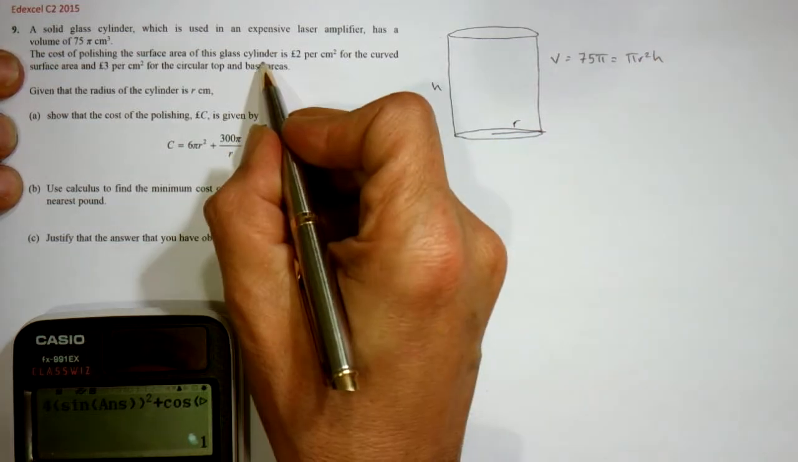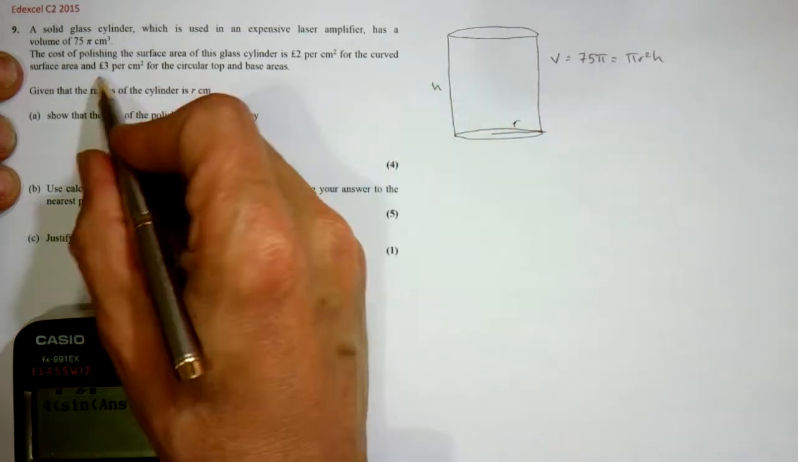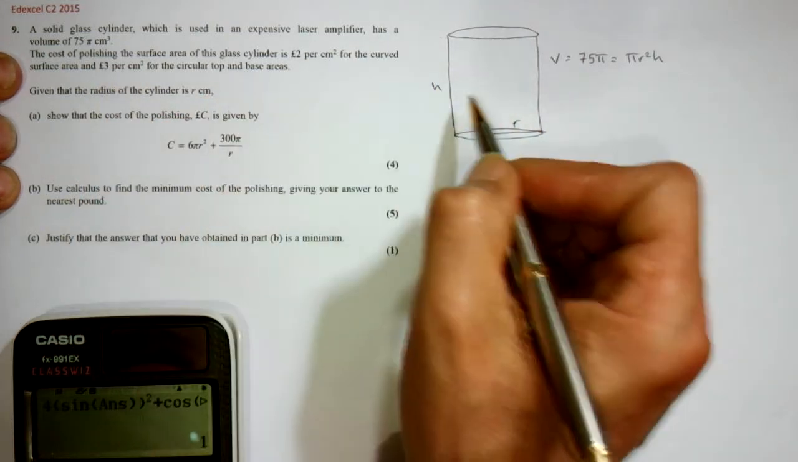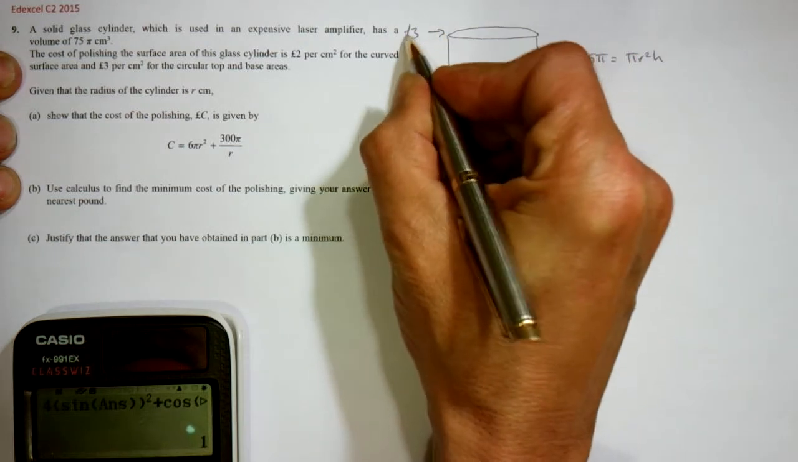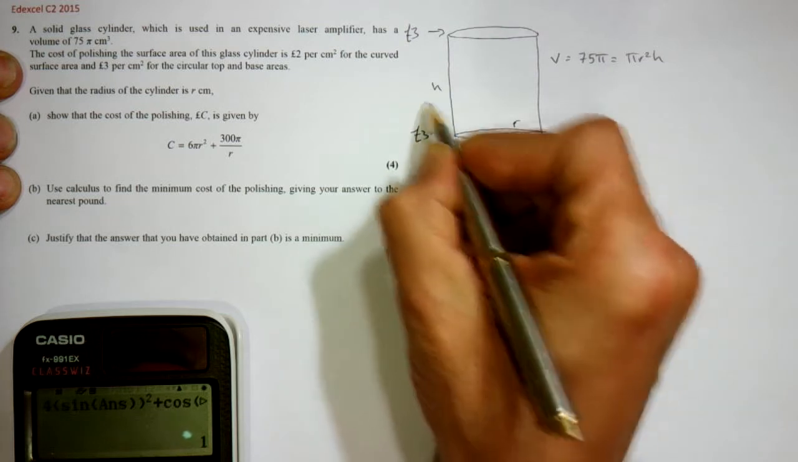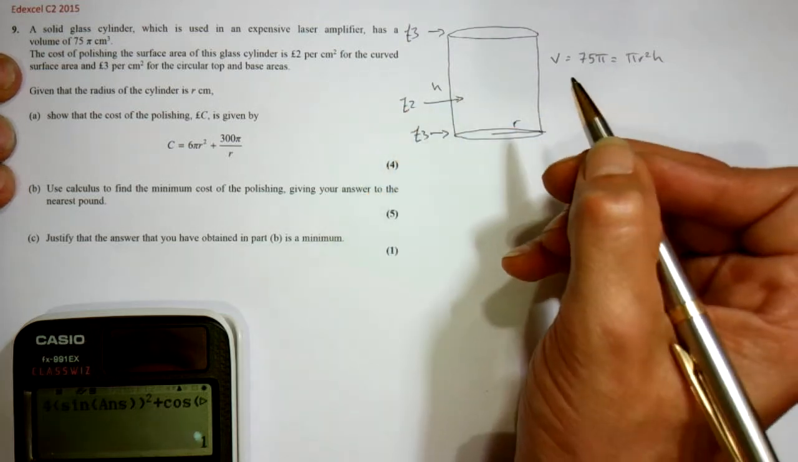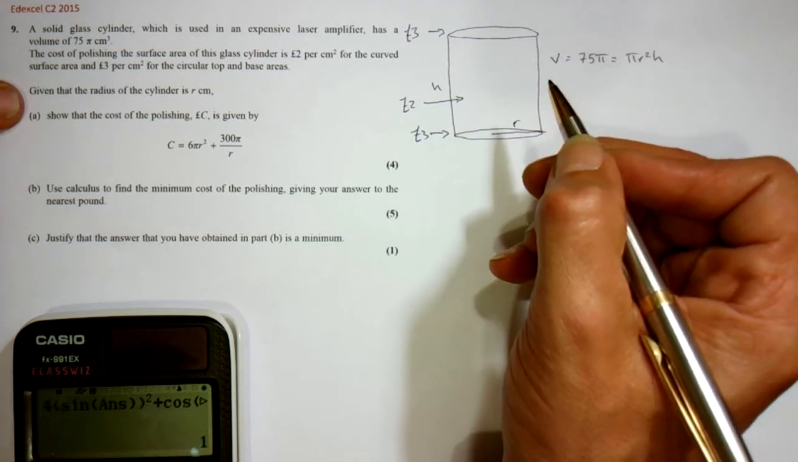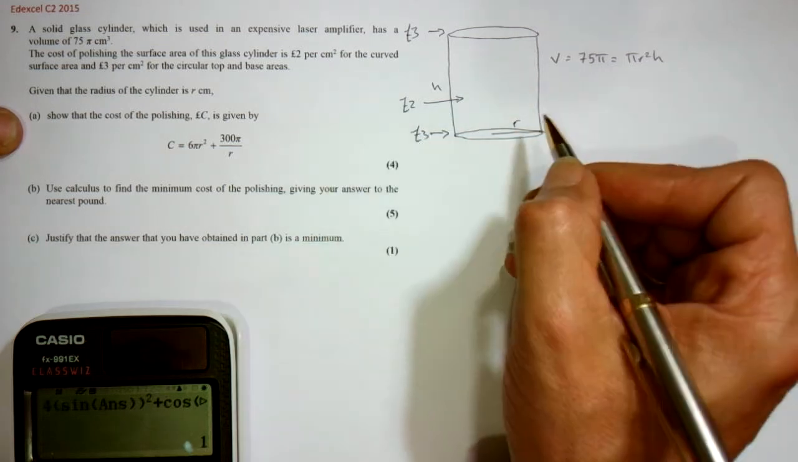We've got a radius, we've got a height, and the volume is equal to 75 pi, and that's equal to pi r squared h. And the cost of polishing this is £2 per centimetre squared for the curved surface, and £3 per centimetre squared for the circular top and the base. So this bit and this bit is £3 per centimetre squared, and the wraparound bit is £2 per centimetre squared. Given the radius of the cylinder is r, show that the cost of polishing is given by this.